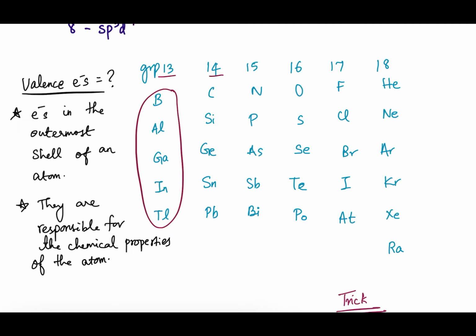Okay, so now you need to know that these elements belong to group 13. Likewise, you need to know the whole periodic table up to a limit so that you can answer the questions of hybridization very easily. Now, let's come to the term valence electrons.